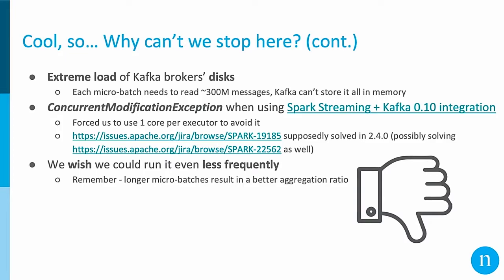We have multiple applications doing large micro batches, so that's a significant load on Kafka disks. Another thing we had is we were using Spark streaming with Kafka 0.10 integration, and that resulted in weird concurrent modification exceptions. That forced us to use only one core per executor, which, as probably most of you know, isn't really efficient with Spark. And the last thing is that we wish we could run it even less frequently, because remember, the longer the micro batch, the better aggregation ratio we can get from it.